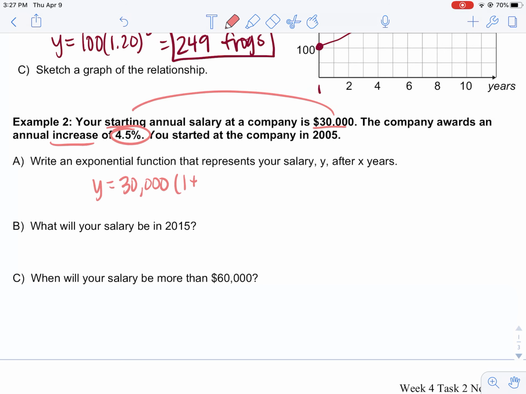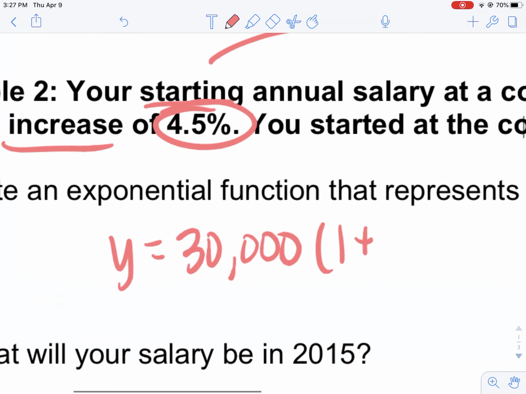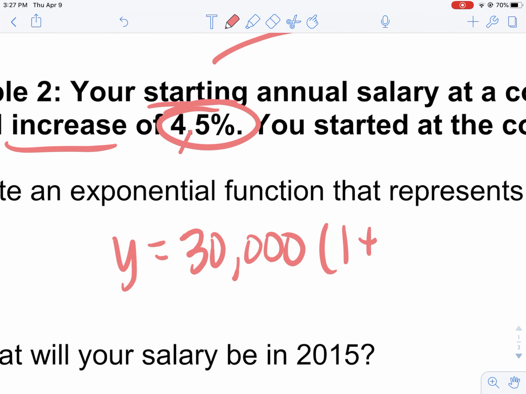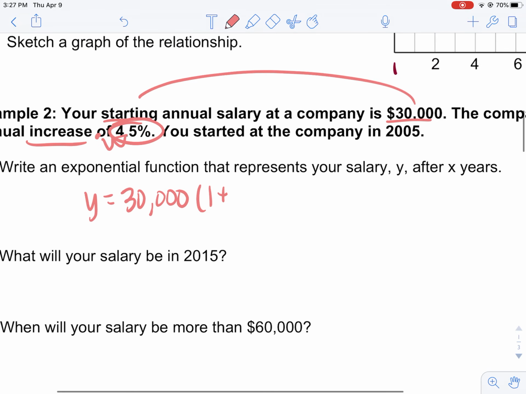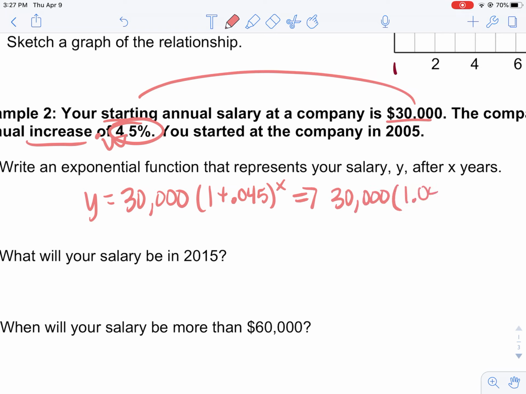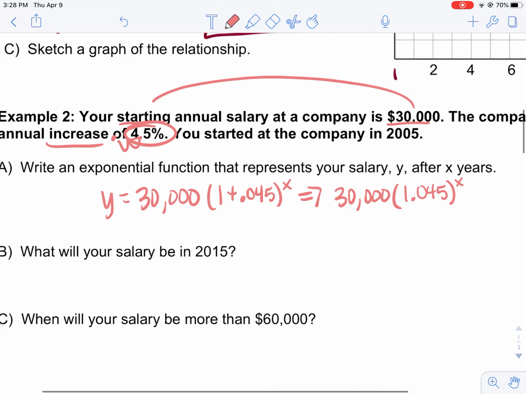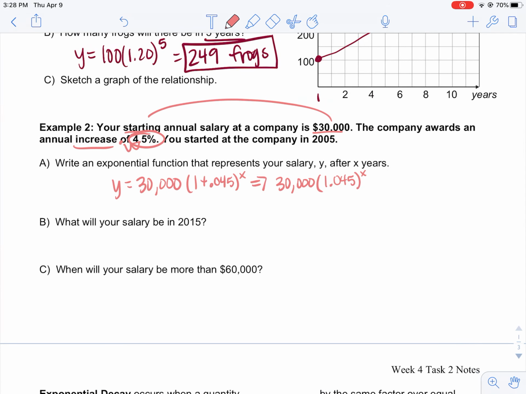1 plus my decimal. Remember, even though it has a decimal, I have 4.5%, so I have to move it to the left. To the left. So that would be 0.045 raised to the x, okay? You might want to rewrite it just for the sake of plugging it into the calculator. 1 plus 0.045 is written as 1.045 to the x.